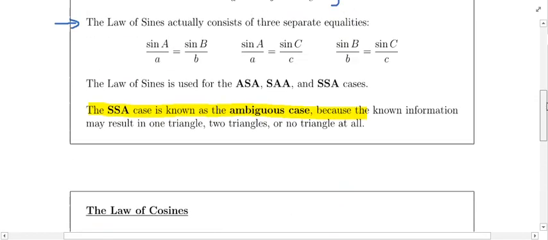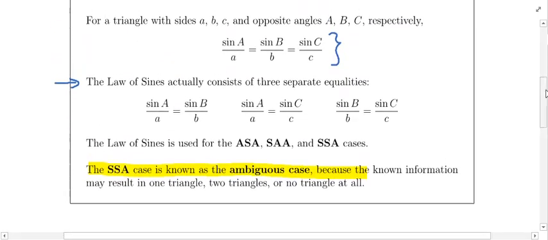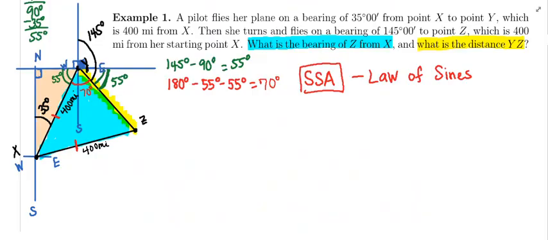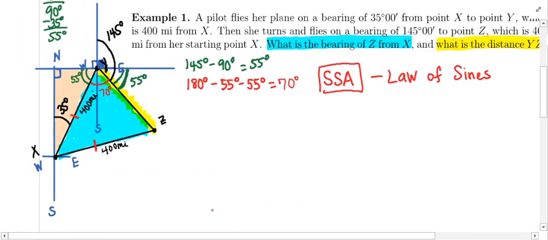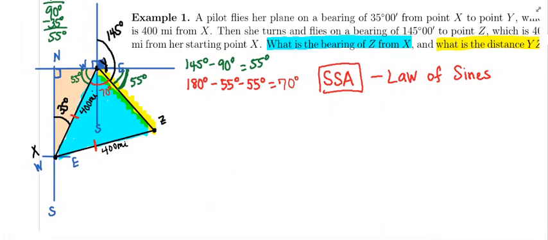Okay, if we scroll up to law of sines, here it is. But we need to figure out which version out of these 3 equations to use, and that relies on what we're looking for and what we're given. So let's go ahead here and do some additional labeling.